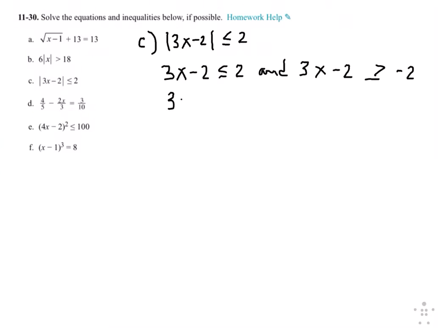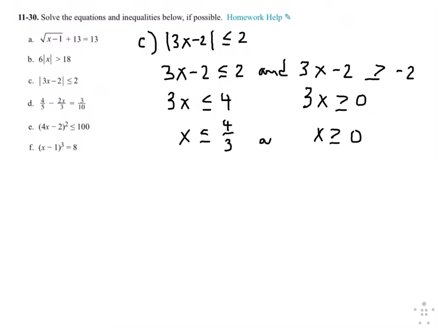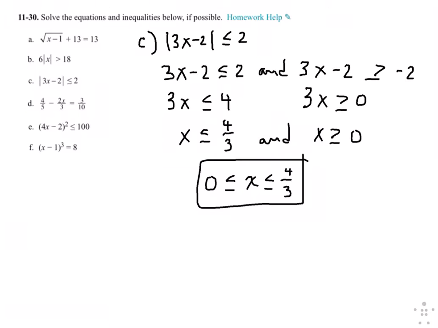Now we're going to solve. 3x is less than or equal to 4, so x is less than or equal to 4/3. On this side we have 3x is greater than or equal to 0, so x is greater than or equal to 0. And it's an and. So we could leave it just like that, or we could write it in concatenated form, like this. Either way is fine. You could leave it this way or this way, whichever way you prefer.